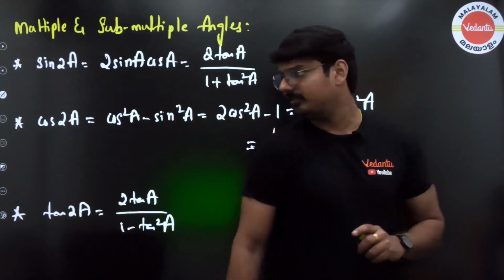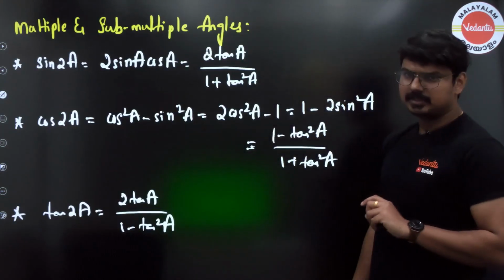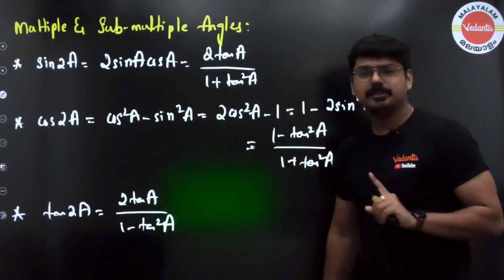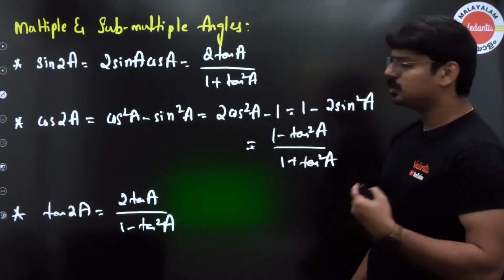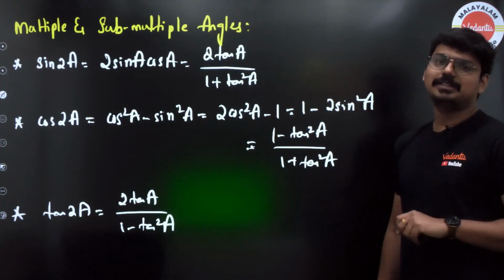Okay. So now let me go to the next one, which is multiple and submultiple angle formulas. So here, the sine 2a formula. Now guys, remember, you need to know all the formulas. Sine 2a is 2 sin a cos a, but sine 2a is also 2 tan a by 1 plus tan square a.